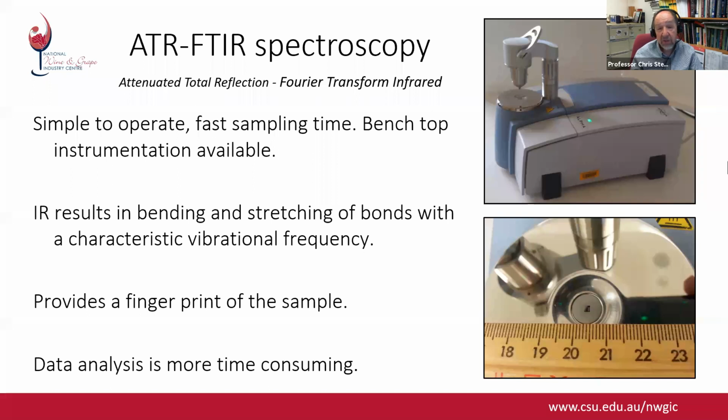The way this works, when we expose the sample to infrared, this results in bending and stretching of bonds. And these bonds vibrate. And there's a characteristic vibrational frequency depending upon the functional groups that are present. So carbon to oxygen double bond, for instance. And from this, we can get a fingerprint of the sample. We only need a very small volume, and I've just brought up that little yellow square there. That's where the sample goes on the reading frame. So we're talking about microliters. Quick to do, but the data analysis is a bit more time consuming.